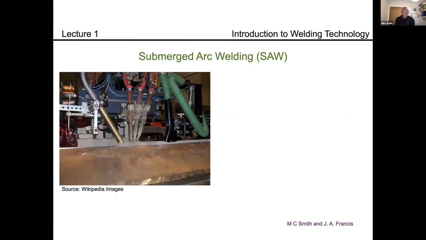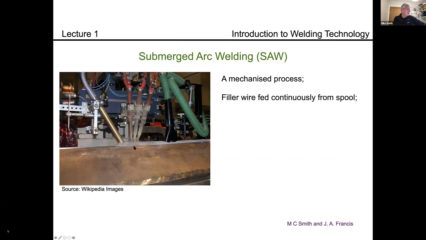Then the next one in the flux-based welding is what we call submerged arc welding. And there's a picture of a submerged arc welding kit on the left, which we'll go through. This is mechanized. What we do is we feed filler wire continuously from a spool, and I think this particular one is feeding three filler wires simultaneously.